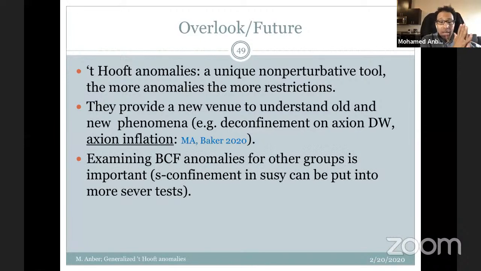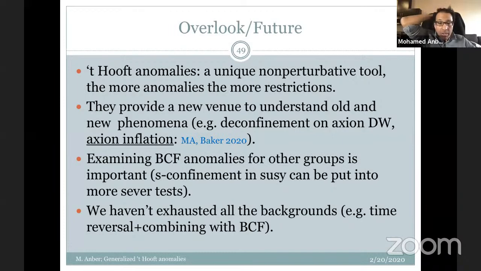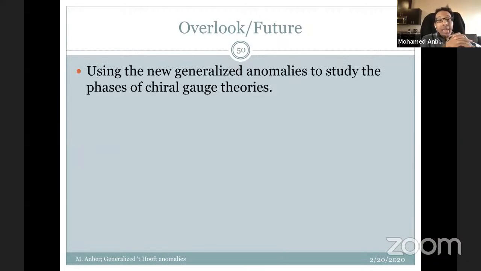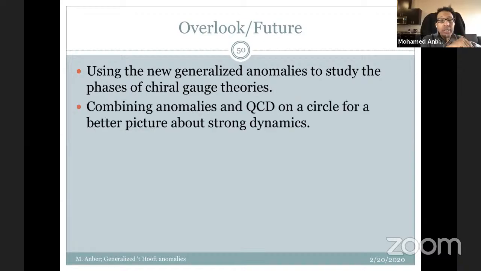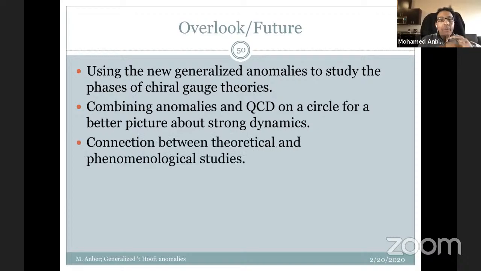Examining the BCF anomalies for other groups is also important. For example, one might want to test some of the confinement in the SUSY theory when we turn on these BCF fluxes there. Also, we haven't exhausted all the backgrounds. So, for example, the question is whether we can turn on BCF fluxes and combine them with turning them on non-orientable manifolds. This enables us to find more anomalies, maybe. And also that we can use these generalized anomalies to study the physics of chiral gauge theories. One also would like to combine the anomalies and the QCD on a circle for a better understanding of the strong dynamics. And finally, one has to see in the future more direct connections between these theoretical constructions and phenomenological studies. Thanks a lot.